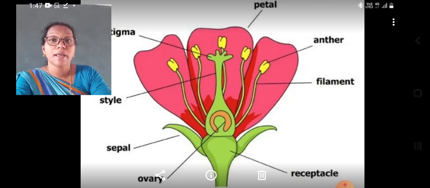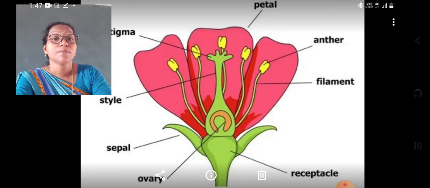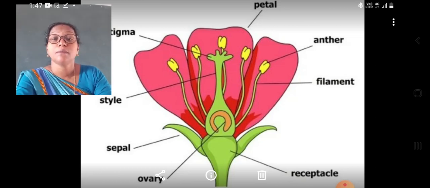These pollen grains during pollination fall on the stigma of the flowers, and the male gamete present in the pollen grains goes to the ovary and fuses with the ovule.